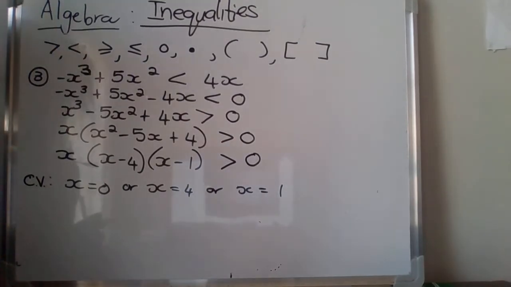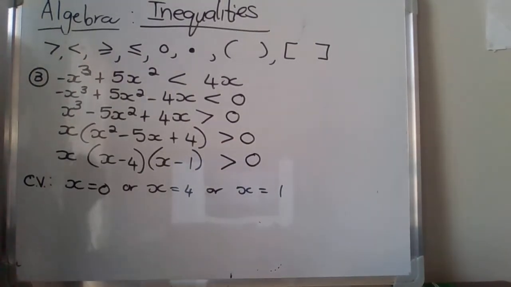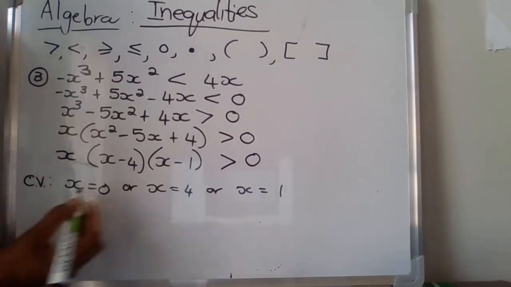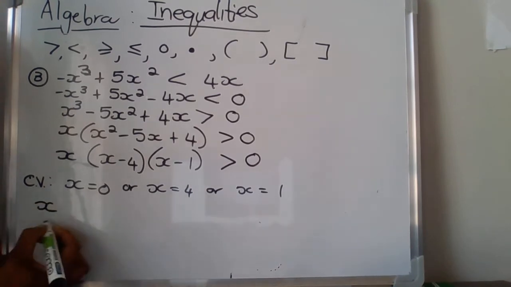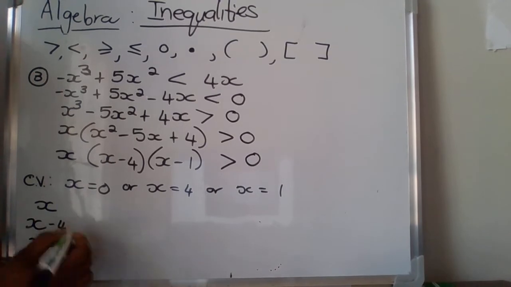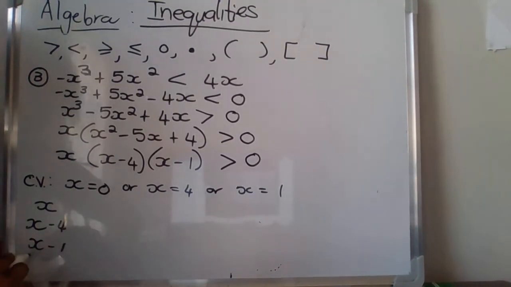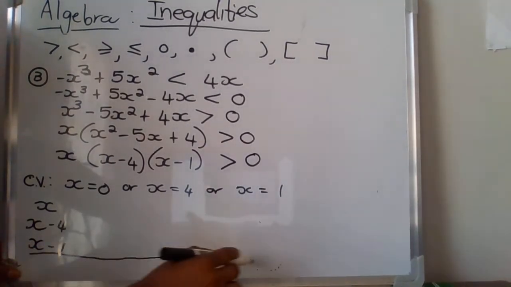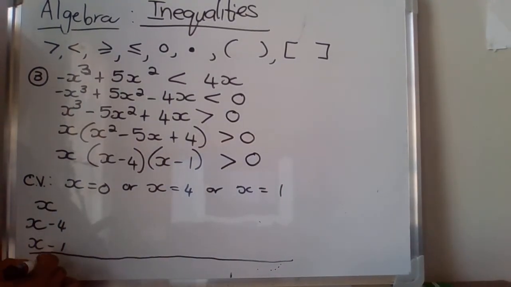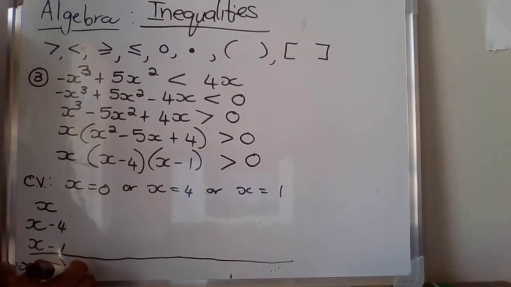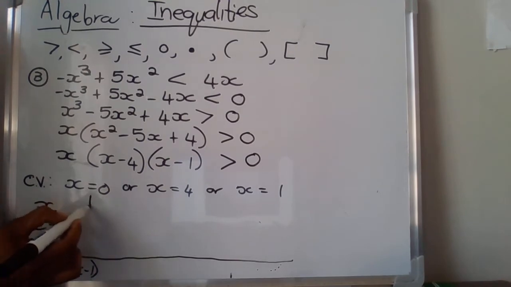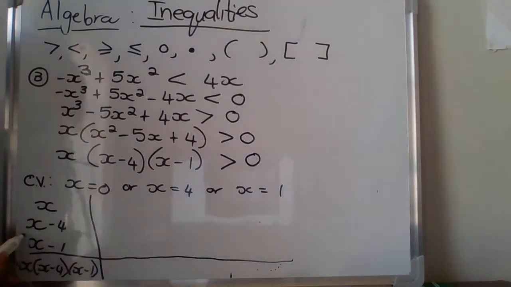So now I do my sign table. I start off with x, then I have x minus 4, then I have x minus 1, and then at the bottom I have my product, x times x minus 4 times x minus 1. So there's my product. Then I draw my lines. Let me just quickly draw the lines.